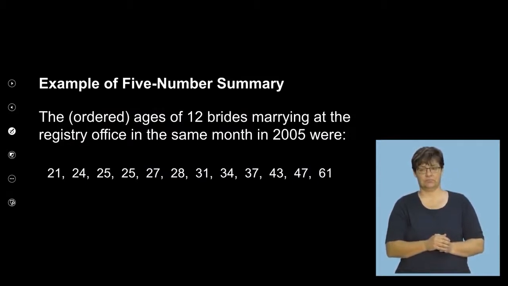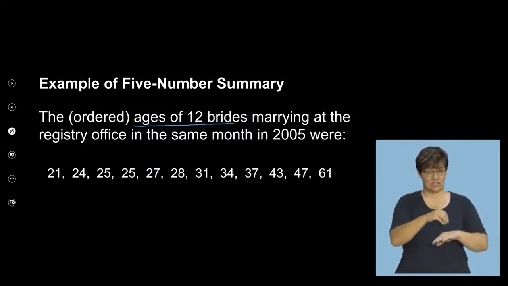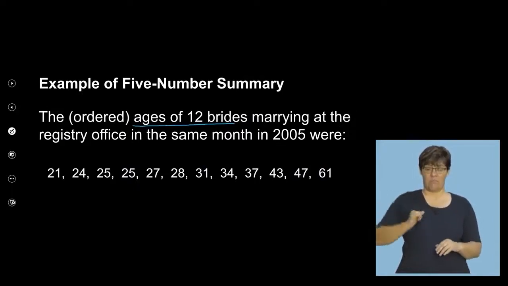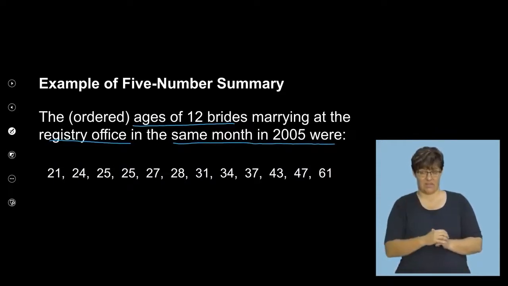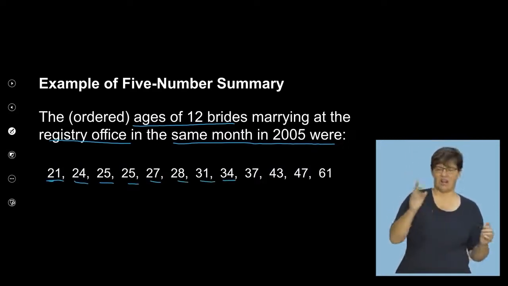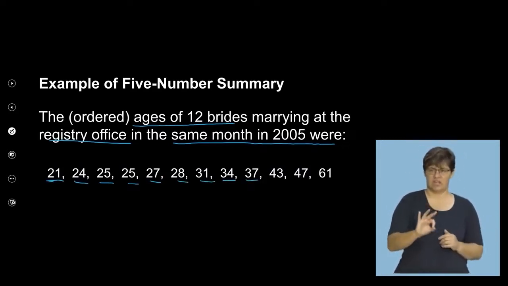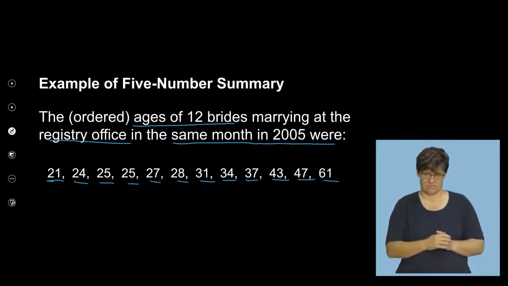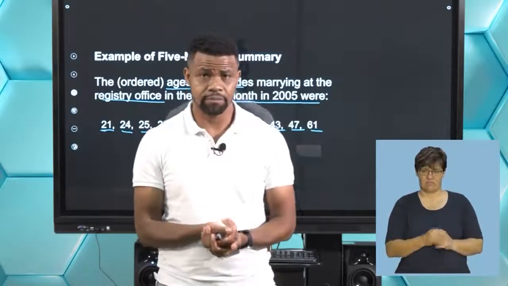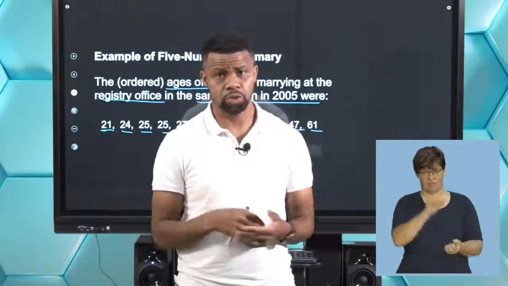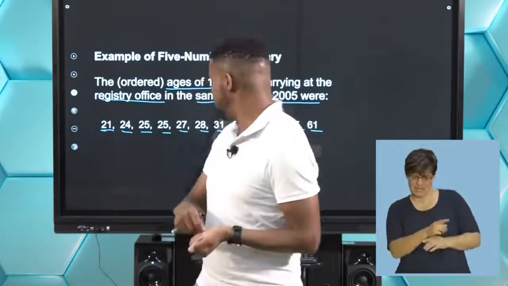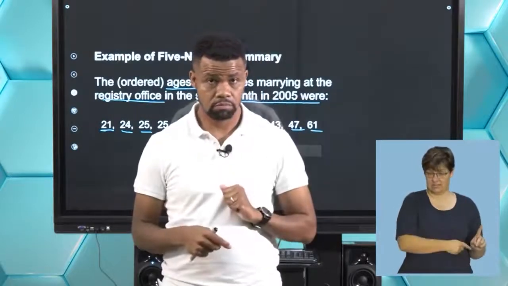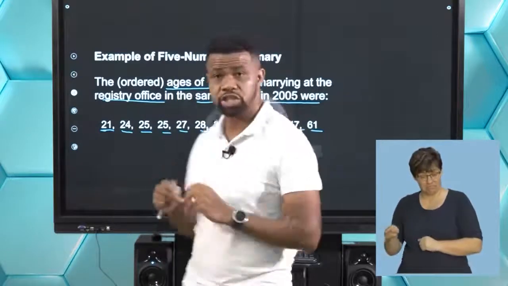The ordered ages of 12 brides marrying at a registry office in the same month in 2015 were 21, 24, 25, 25, 27, 28, 31, 34, 37, 47, and so on. So what we want to do is to find the 5-number summary. The data has already been ordered for us. We can tell the minimum value, which is 21, the maximum value, which is 61.